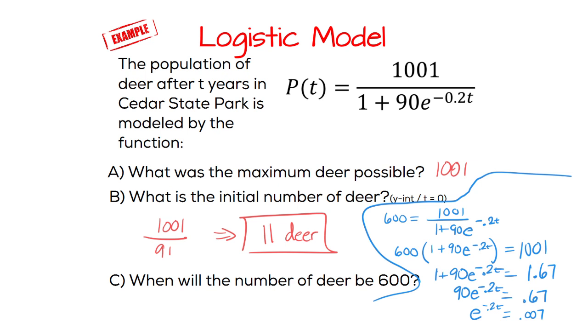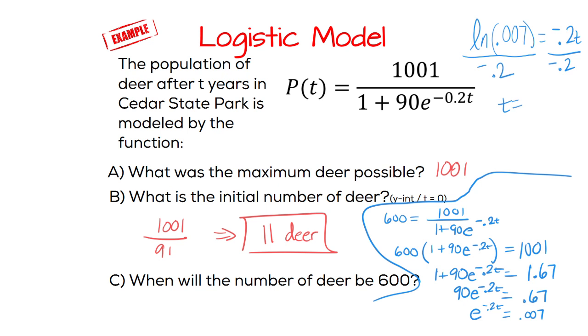This is a base e. So I am so sorry, what a mess. I'm coming up here at the top so I don't run out of room again. So I'm going to change this to a natural log of 0.007 equals your exponent, negative 0.2t. And then the last step is going to be to divide by that negative 0.2. And then I'll have my t value.